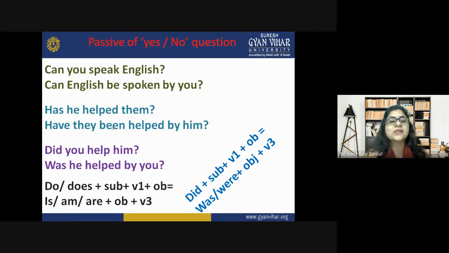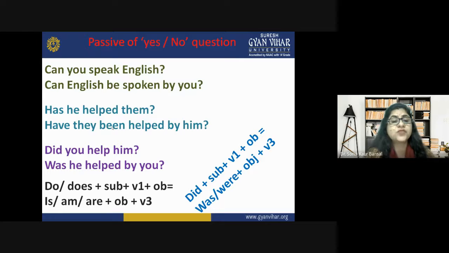Now next is, has he helped them? So the answer is, have they been helped by him? So you can see, whatever the auxiliary verbs are here, we are starting questions with them only. So this is how you are going to convert your interrogative sentences into passive voice. Clear?